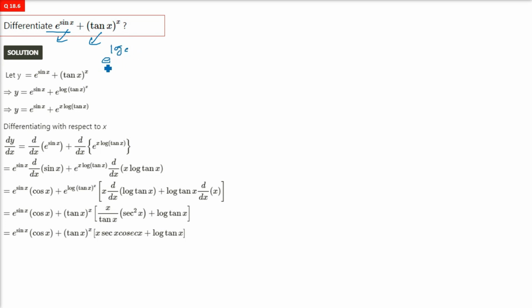So we have e to the power log and base is e. So this tan x to the power x can always be written because e to the power log base e is 1. I've already discussed it when we were discussing the theory, etc. So e to the power sin x, then cos x. I'm doing the e to the power sin x, cos x. So e to the power sin x and derivative of sin x is cos x. Now e to the power log tan x to the power x will come in front.